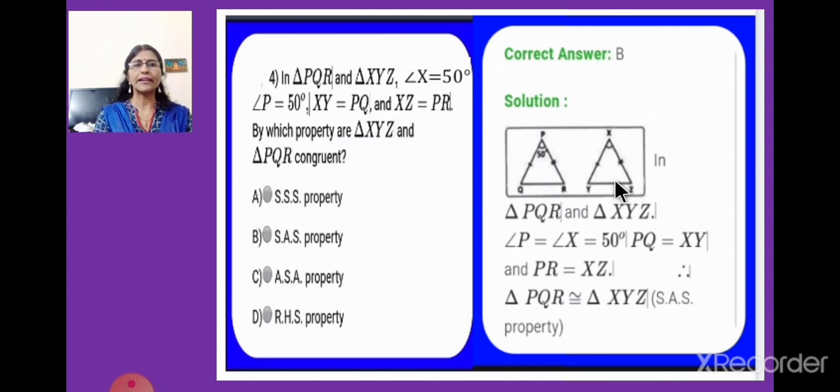Now we have to find out they are congruent by which property. So you can see here these are two sides and the angle is included in between these two sides. So they are congruent by SAS property. First, whatever is given you will write. If it is asked in the form of MCQ, you can write in your rough paper and then just find out by which property they are congruent. So you will select B option. Answer is B option.